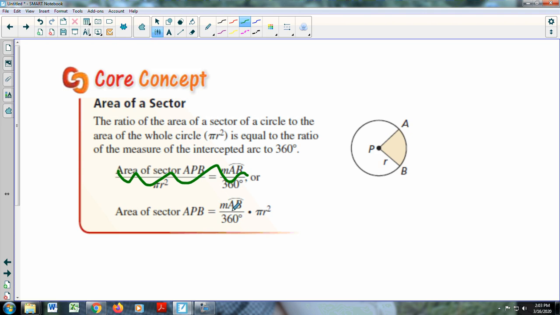Area of my sector is equal to my arc measure divided by 360 times pi times radius squared. That pi times radius squared is just my area of the circle. So I'm just ultimately taking, hey, what portion of the whole circle do I have, and multiplying that by pi times my radius squared.